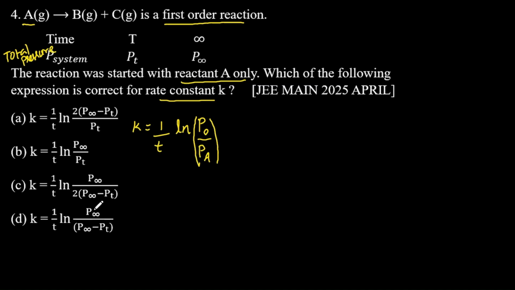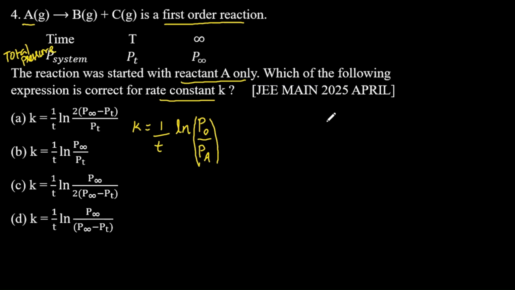If you check the options, P naught and PA is not mentioned. Instead, P infinite and PT is mentioned. So the meaning is you have to convert this P naught and PA in terms of PT and P infinity. So let us see the conversion.